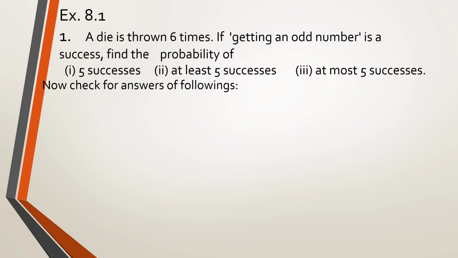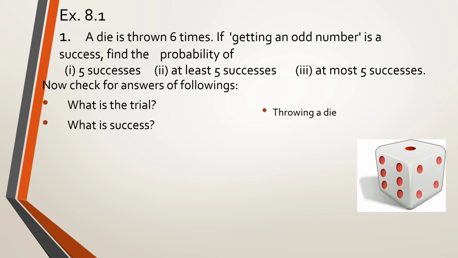Exercise 8.1, first sum. A die is thrown 6 times and if getting an odd number is the success, find the probability of 5 successes, at least 5 successes, at most 5 successes. Okay, so first let's find out the answers to the following questions. First one, what is the trial considered here? So it's throwing a die, right? What is success in this case? Getting an odd number is the success.